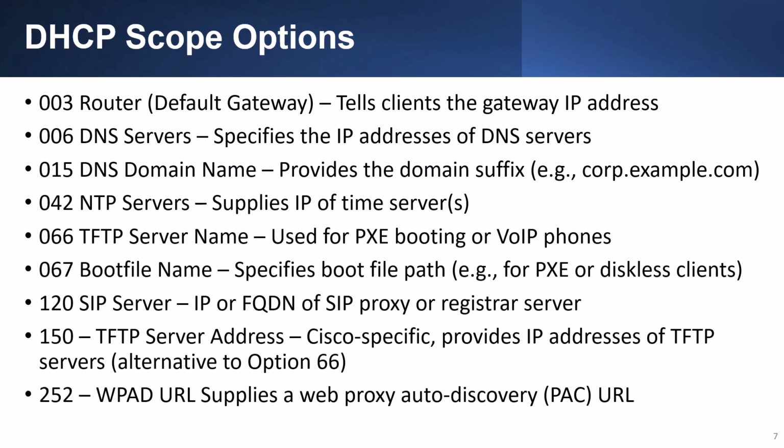Some of the common DHCP scope options are shown on the screen. Usually every setup will have the router or default gateway configured with the DNS servers options. Other options are used to enhance your network or simplify some configurations, including configuring a DNS domain name, NTP or time server, and configuring VoIP services.